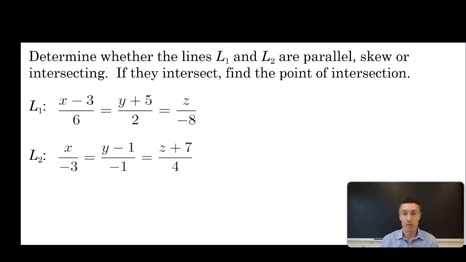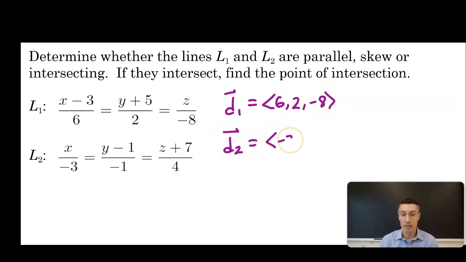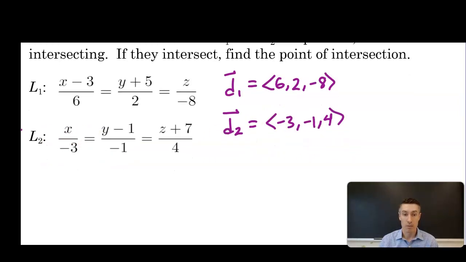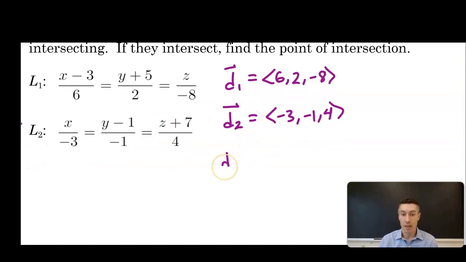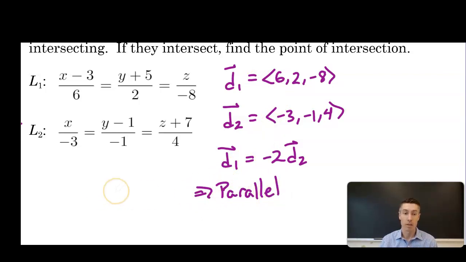So the last example, nice easy way to finish it. We have lines in symmetric form. For L1, the direction vector is 6, 2, -8. For L2, the direction vector is -3, -1, 4. If we compare, we see that D1 is equal to -2 times D2, which means these direction vectors are scalar multiples. That means that these lines are parallel.